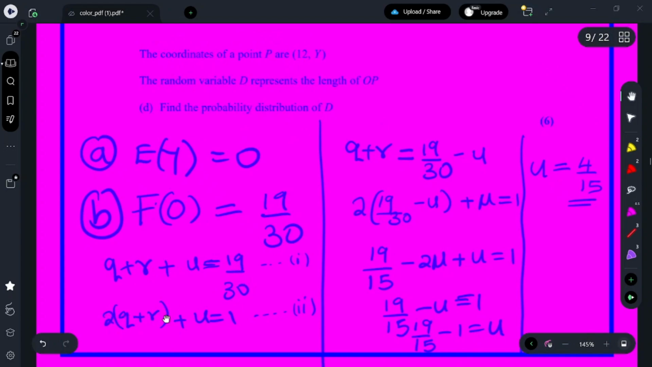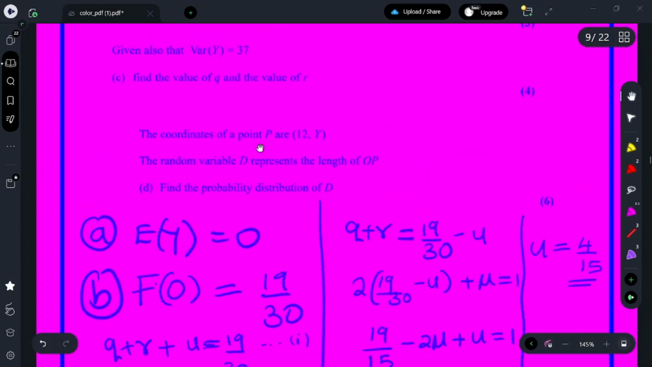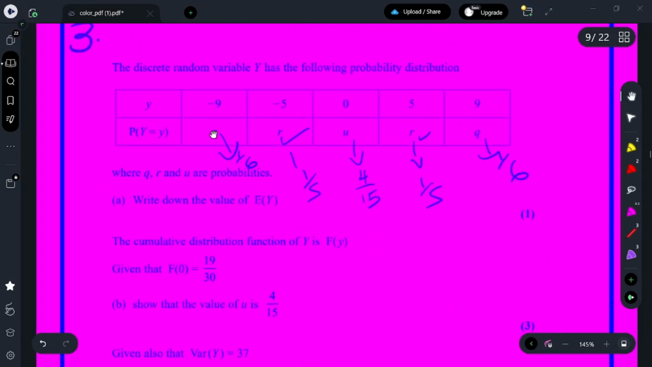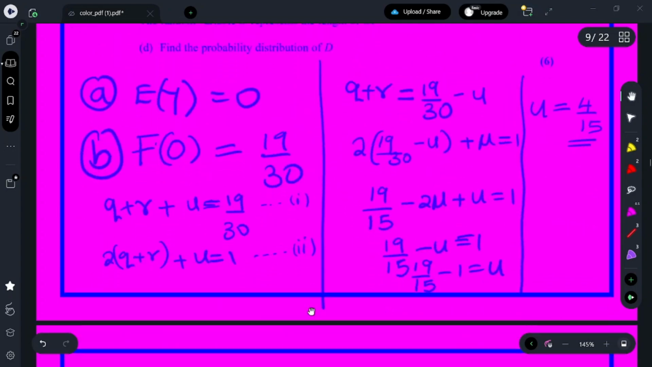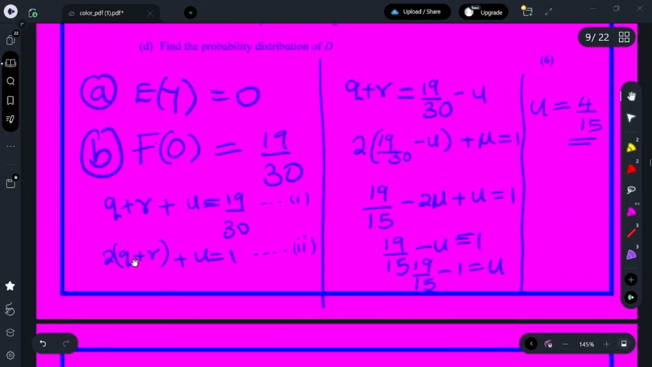And when we add all these probabilities, q, r, u, r, q, we should be able to get 1. So twice q plus r, plus u, is supposed to get 1. What does that mean? So q plus r is 19 over 30 minus u. We move u to the other side, so minus u on both sides of the equation. This means we can substitute q plus r in the second equation.